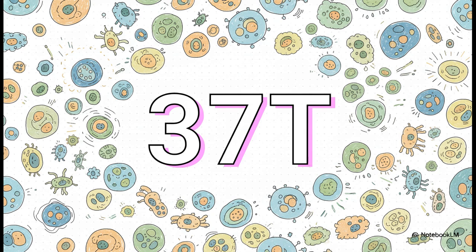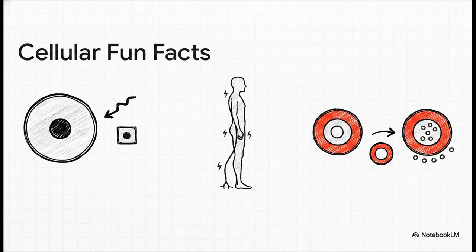The scale is almost impossible to comprehend. And these 37 trillion cells aren't all the same, not by a long shot. They are incredibly specialized. For instance, the largest single cell in the human body is the egg cell. Some of your nerve cells can be over a meter long, stretching all the way from your spine down to your toes. And get this, to make as much room as possible for oxygen, your mature red blood cells actually eject their nucleus. They throw out the entire command center.